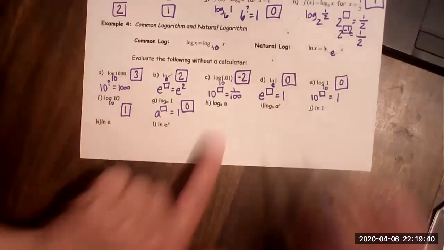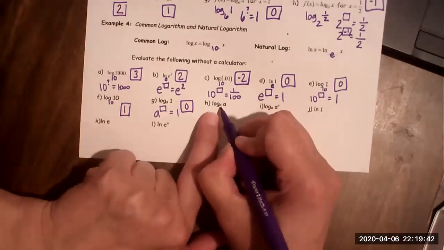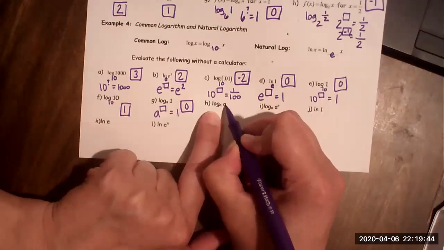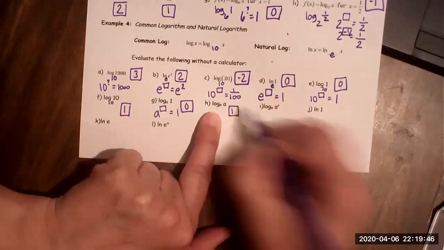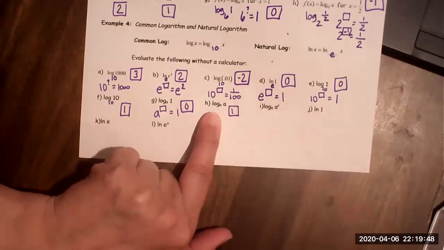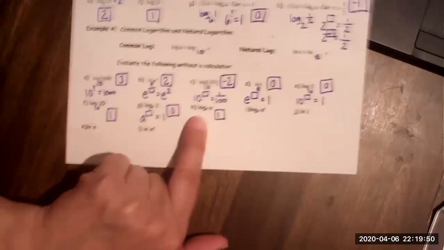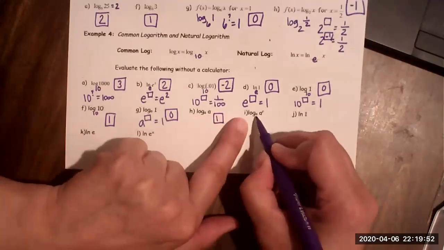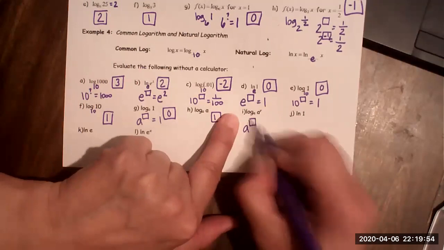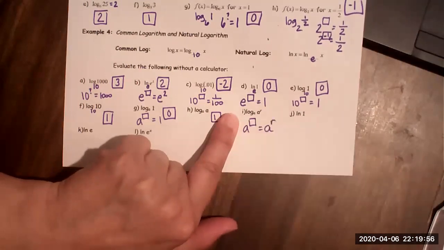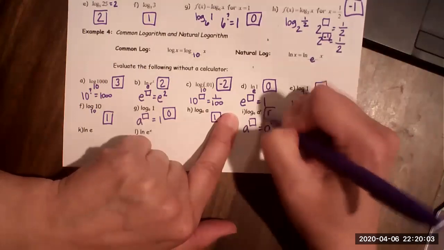This one, I'm saying a to what power gives me an answer of a. Isn't a to the first power equal to a? Yes. This one, a to what power equals a to the r power? A to the what equals a to the r? The answer would have to be r.